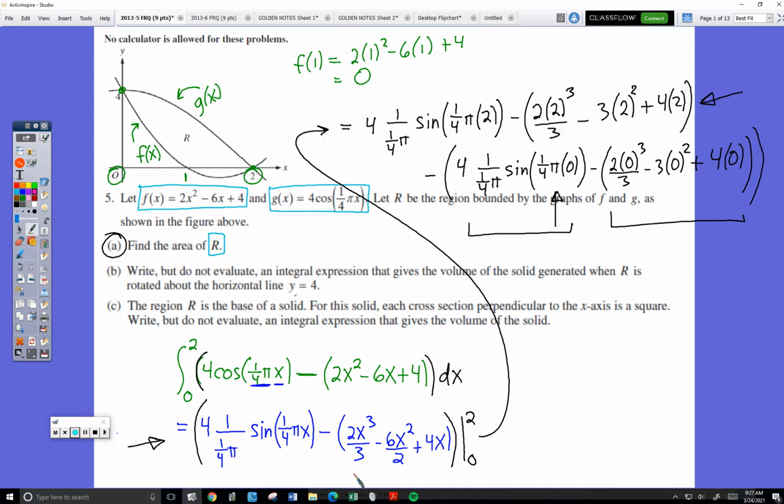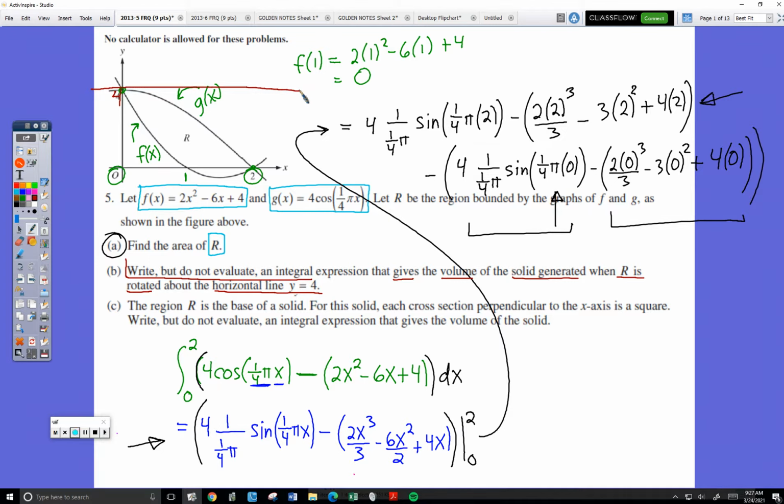Okay, 5B. 5B says write, but do not evaluate. That's good news, so we don't have to do computations. An integral that gives the volume of the solid generated when R is rotated about the line y equals 4. Okay, so they're going to take this region, that right here is 4. They're going to draw a line right here. They're going to rotate the region.